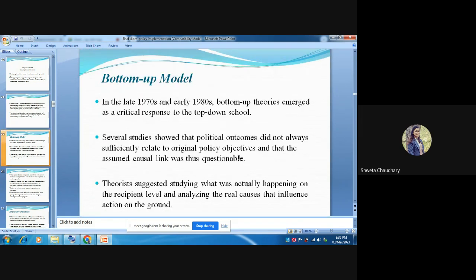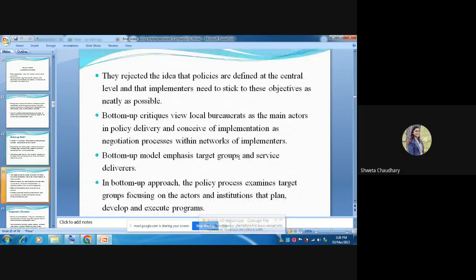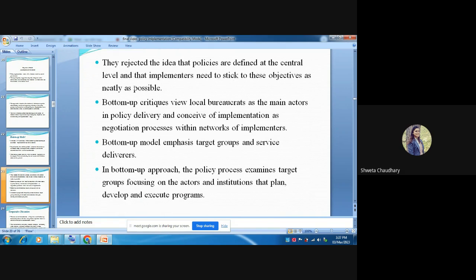Then the bottom-up model. In the bottom-up model, they rejected the idea that policies are defined at the central level and that implementers need to stick to these objectives as neatly as possible. The bottom-up model emphasizes target groups and service delivery, meaning it focuses only on the poor people, while the top-down model is focused on the state level and district level, but these are introduced at the village level.